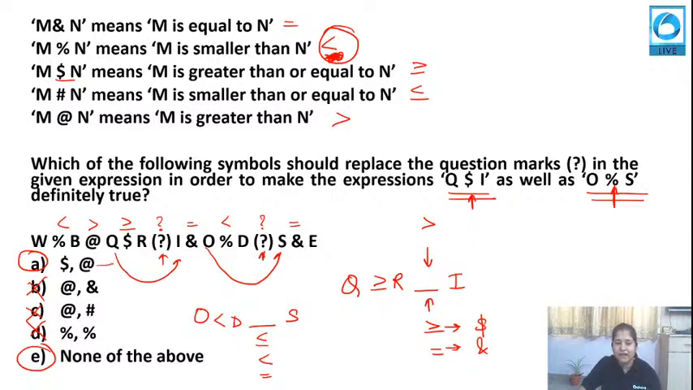Ab yahan par dekhe, at the rate ka kya matlab tha? At the rate ka matlab tha greater than, right? So, this one also will be eliminated because you need either of these symbols. So, this is the answer as none of these. I hope this is clear. Okay, so absolutely the answer will be your option E. I hope this is clear to everyone. Bilkul sahi hai. So yes.